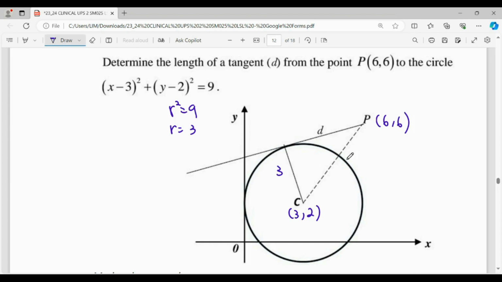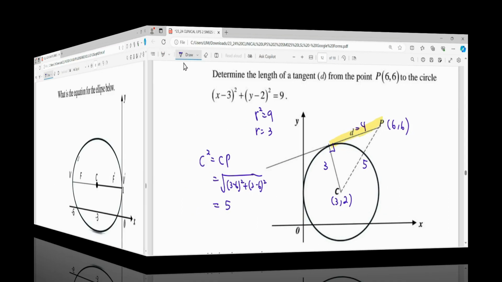So when we have this point, it will be easier to use the Pythagoras theorem. So we find the distance, our hypotenuse length, which is C to P. So it will be square root of (3 minus 6) squared plus (2 minus 6) squared, so it will be 5. So using Pythagoras theorem, hypotenuse 5, adjacent length 3, this distance is equal to 4. So the length of the tangent we mentioned here will be equal to 4.